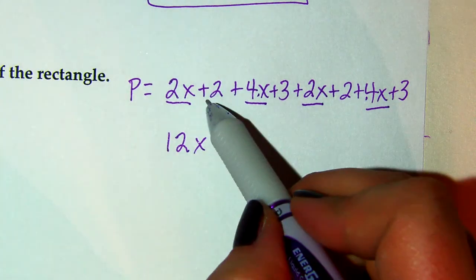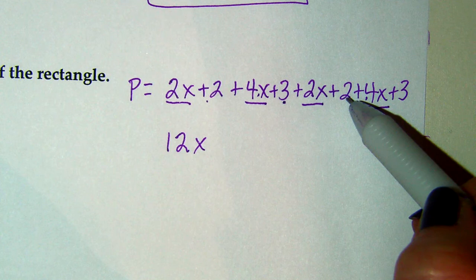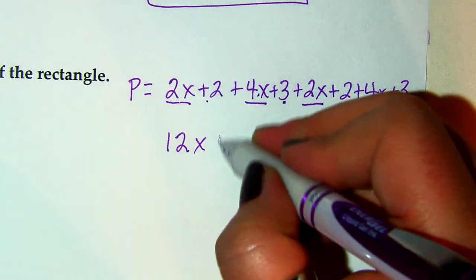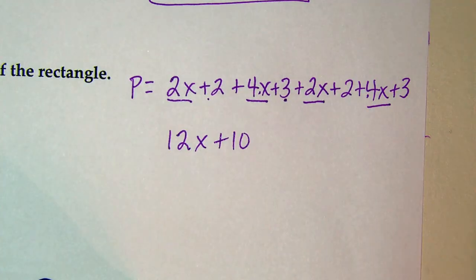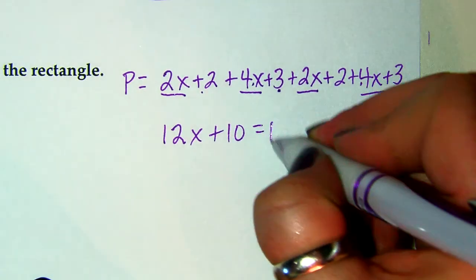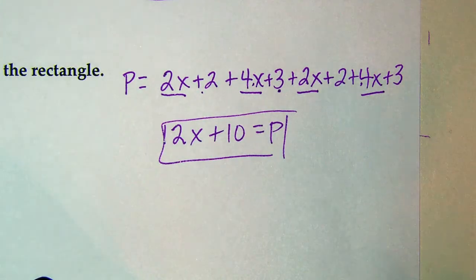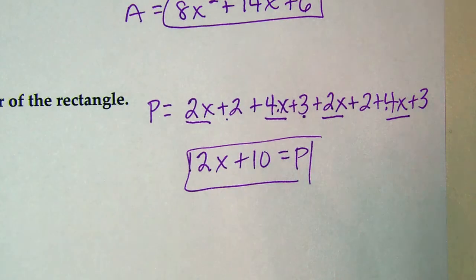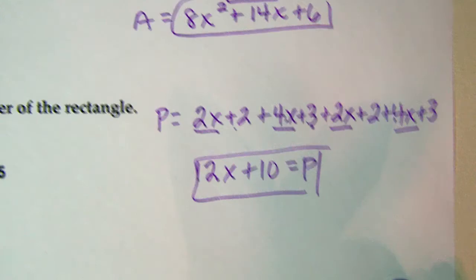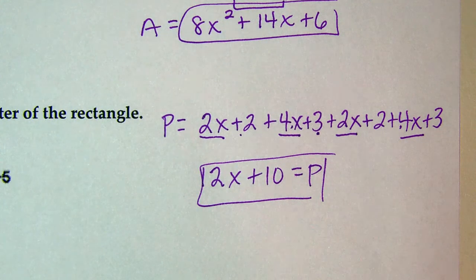2 plus 3 is 5, plus 2 is 7, plus 3 is 10. So those do not match, so we can't combine them anymore. That's the final answer for perimeter. So these are probably the toughest ones just because you have to set it up. So if you need to watch this again, you will have one like that on your questions right after this video, so make sure you understand how to do it.